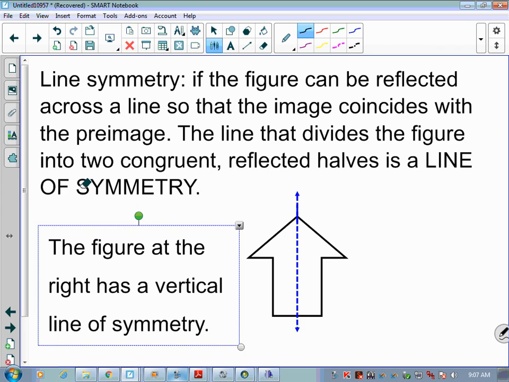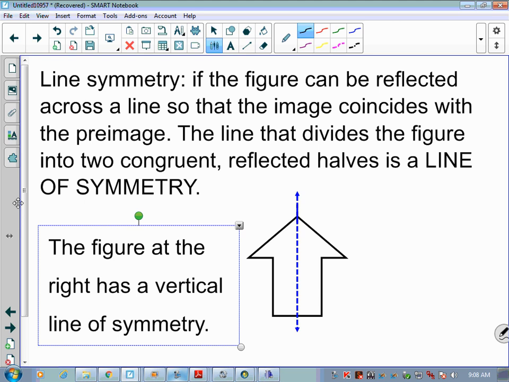Line symmetry. Line symmetry is if a figure can be reflected across the line so that the image coincides with the pre-image. The line that divides the figure into two congruent reflected halves is a line of symmetry. Essentially, what you want to ask yourself is, can I fold this across this line and it match perfectly back onto itself, right? So that there's no overhang or overlap, right? So we have in our picture of this arrow, we have one line of symmetry that we can draw.